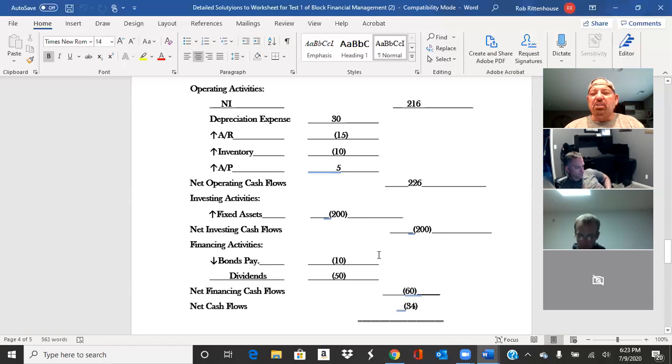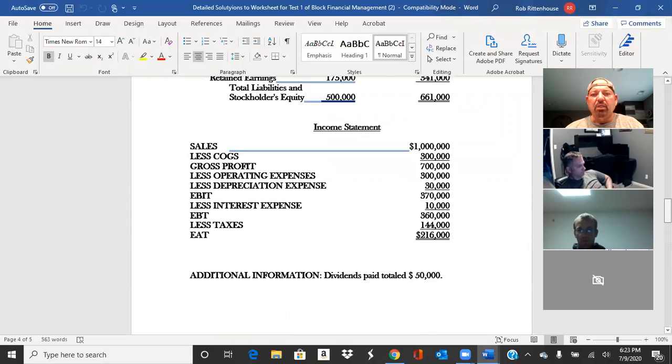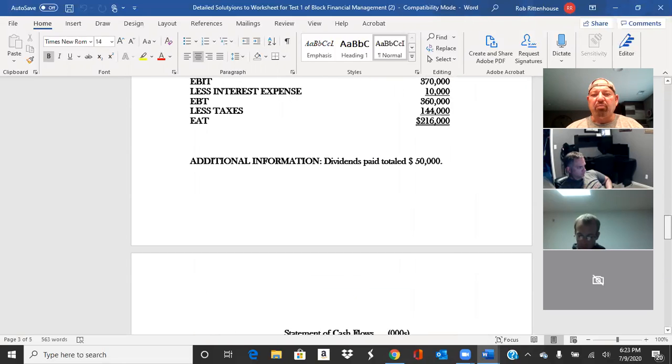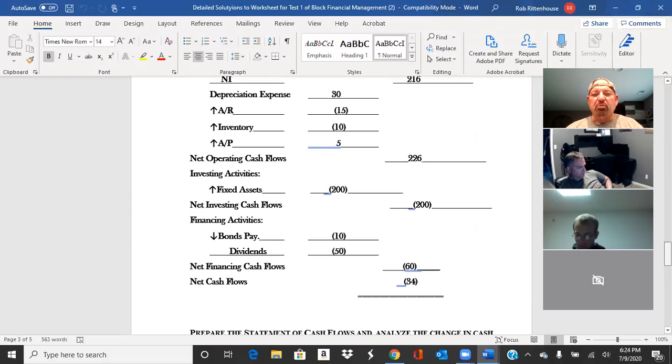Okay, then for financing activities, we look at changes in interest-bearing liabilities. So looking at the balance sheet, the only interest-bearing liability we have is bonds payable. It went down from 100,000 to 90,000. If you decrease a liability, that decreases cash flows, so that gets subtracted out. And obviously, it means we paid off $10,000 of bonds.